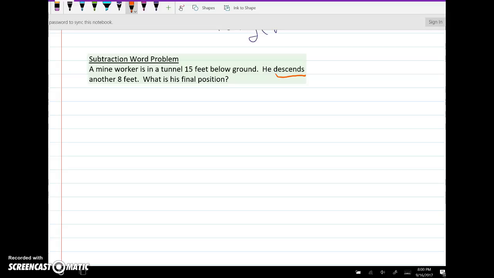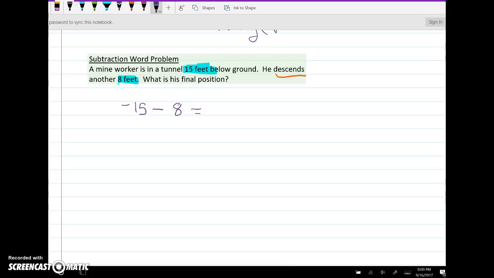So, let's see here. We're starting at 15 feet below ground. 15 feet below ground, we write that as negative 15. Now he descends another 8 feet. Descends means to subtract, and we go down 8 feet. Minus 8. And we want to figure out what that equals.